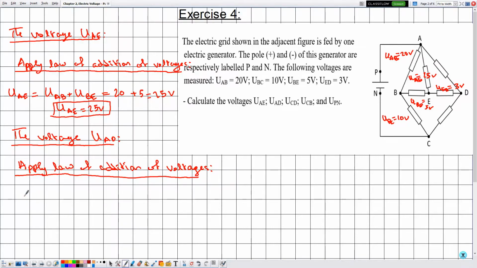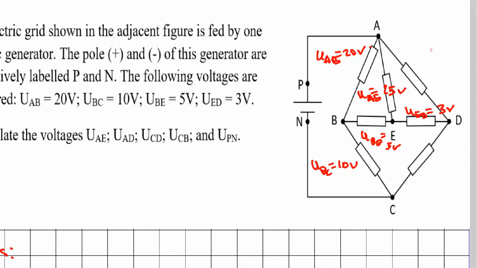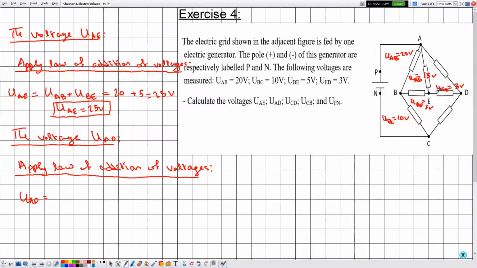So always on the left we write the voltage that we are interested in calculating, which is UAD, and on the other side of this equation we go from A to D across different electric components such that we know their voltages. Then from A we can go to the point E because we know that UAE is equal to 25, and from E we'll go to the point D because we know that UED is equal to 3 volts.